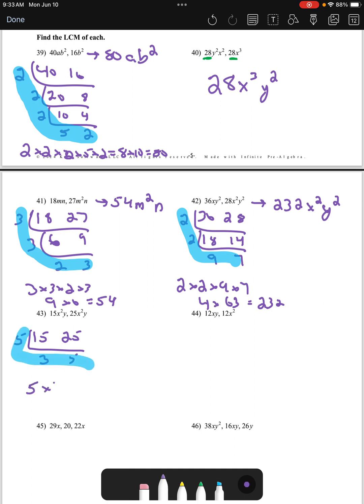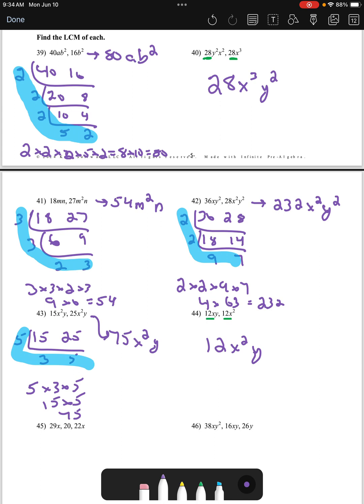For number 43, we have 15 and 25. Both will divide by 5, and that's all I can do. So my LCM is 5 times 3 times 5. That's 15 times 5, which is 75. Let's see, we've got x's. They both have x squared, so our LCM has x squared. We got y's. The biggest is just the plain y, 75x squared y.